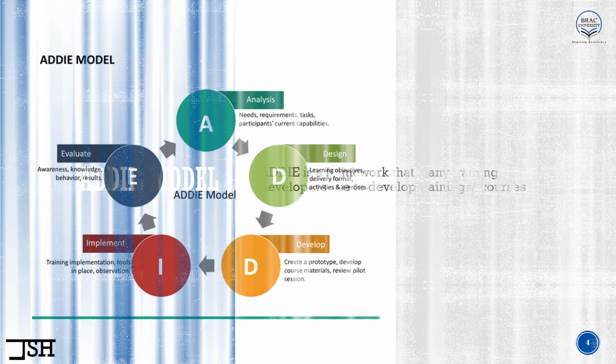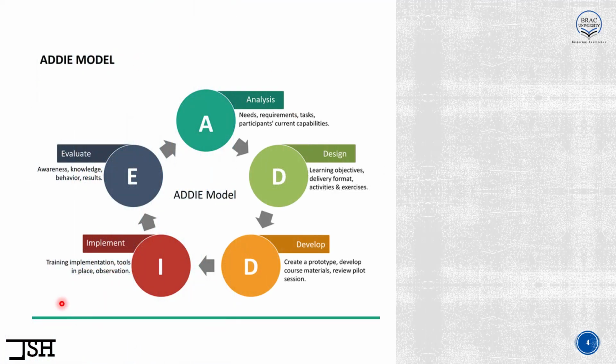So here is the summary of the ADDIE model. As you can see, we have the explanation of each of the steps in an ADDIE model here. So what does ADDIE stand for? The A in ADDIE stands for analysis, D stands for design, the next D stands for develop, I stands for implement, and finally E stands for evaluate. Along with all these words, I'm sure all of you can see that there is a summary of all of these steps written here.